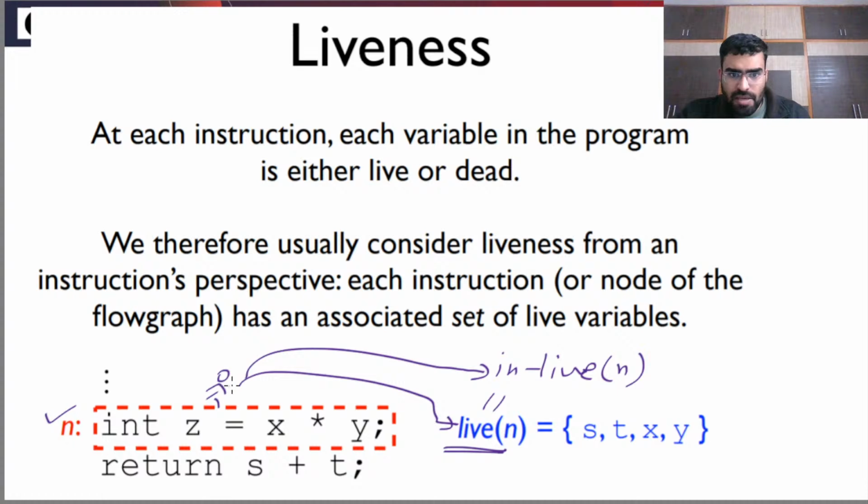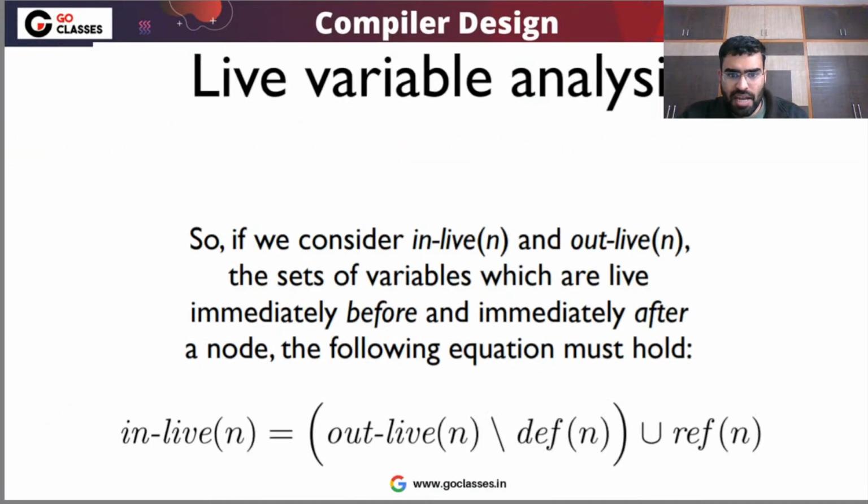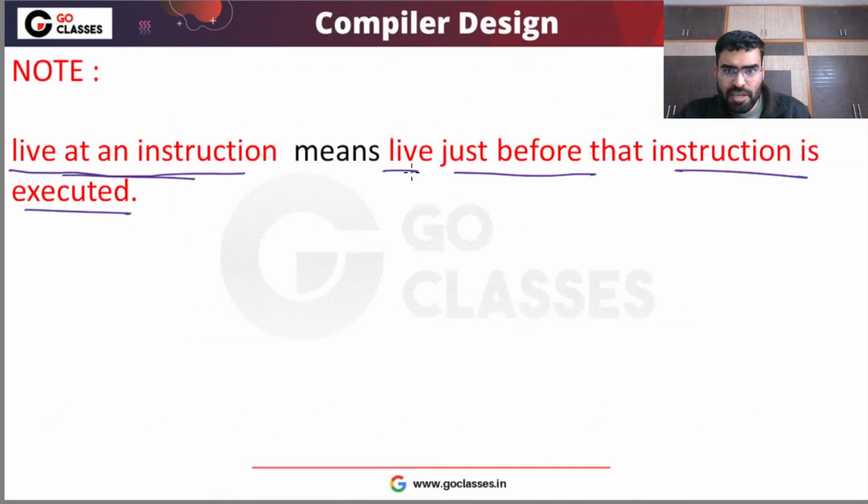If you are standing here, then you are using x, y, s, t. So these variables you are using, and we can say that these are the live variables. Live at an instruction automatically means live just before that instruction.